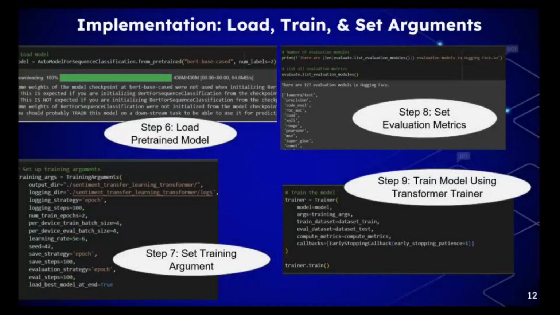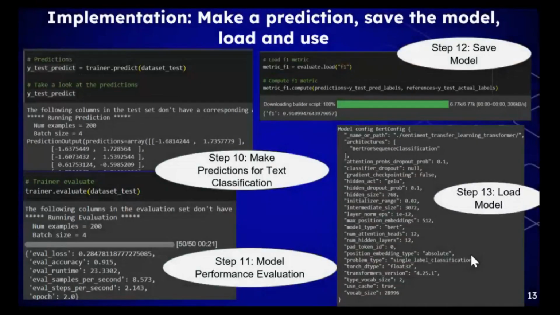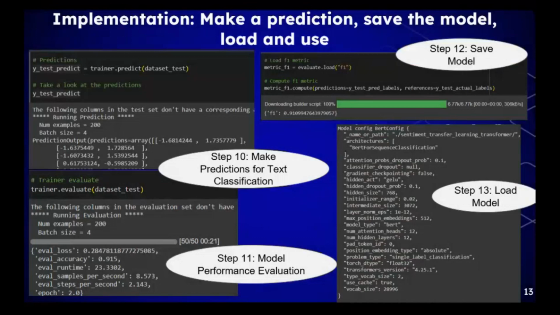Now set up training arguments. First, you need to load your pre-trained model, set up some rules for grading, and then you need to set up your evaluation metrics. So basically everything is set up, and it's time to train your model using a transformer trainer. Okay, now you will see how well the training was performed. So we need to evaluate the whole model. And now first you need to save the model, and then you can make predictions and you can load the model whenever you want to use it.